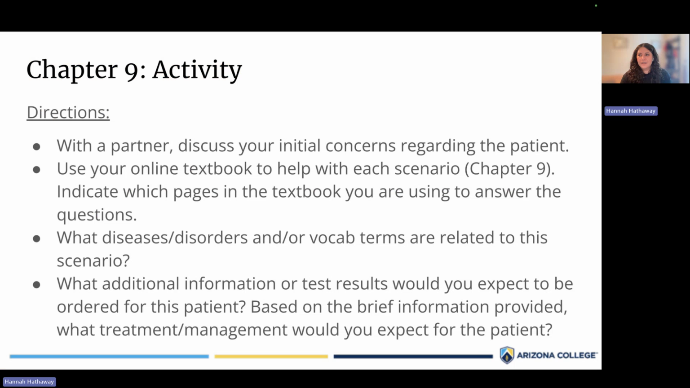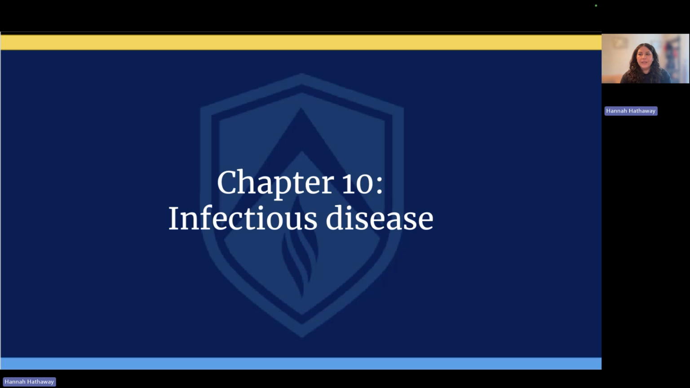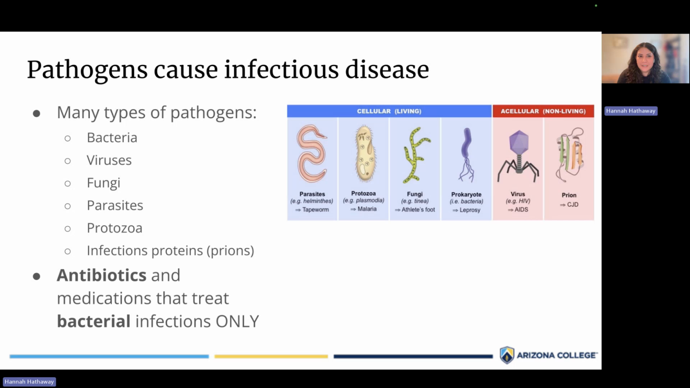Okay, so, with that, I lied. I said there's one more chapter, but there's actually a bonus chapter, chapter 10, which is infectious diseases. Don't worry, there's not a lot to cover here. So an infectious disease is one that is caused by a pathogen. A pathogen just meaning something from outside of your body that causes a disease. So it's an organism, usually, that can make you sick.